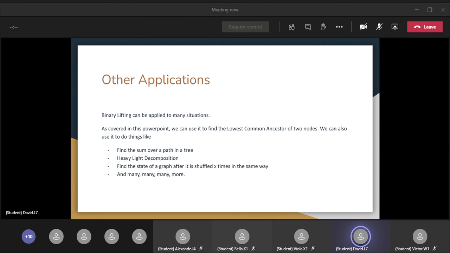So I decided to cover binary lifting through the lowest common ancestor problem because it's probably the most commonly used application. We can also use it to do other things, like find the sum over a path in a tree. It's used in heavy light decomposition. You can find the state of a graph after it's shuffled X times. Like if you have n nodes and they're shuffled in the exact same way, and you want to find the state after shuffling k times, you can use binary lifting to do that. And there are many, many more applications of binary lifting. It's kind of hard to describe the exact situation where you would use it.